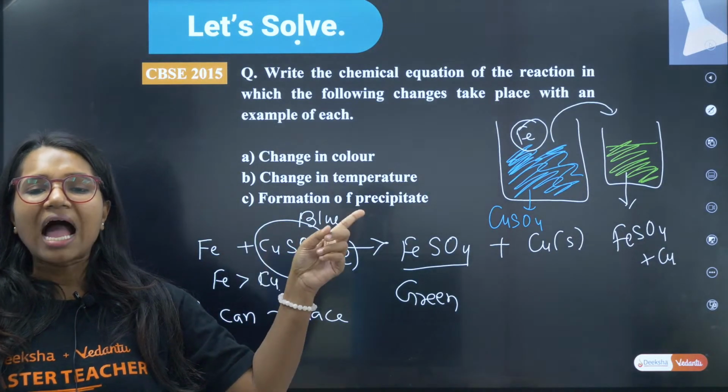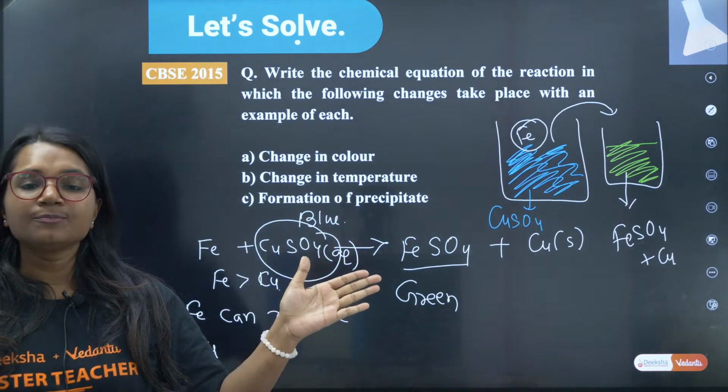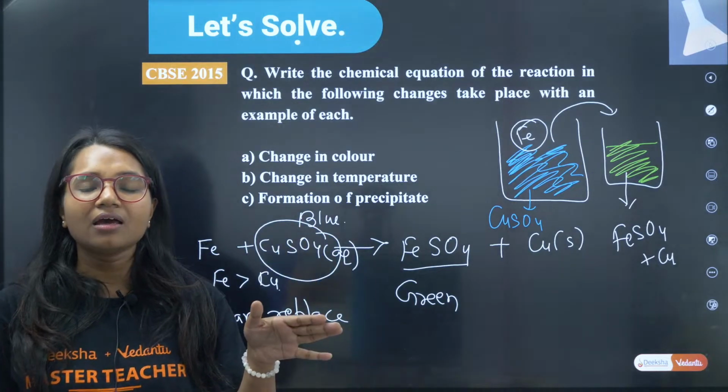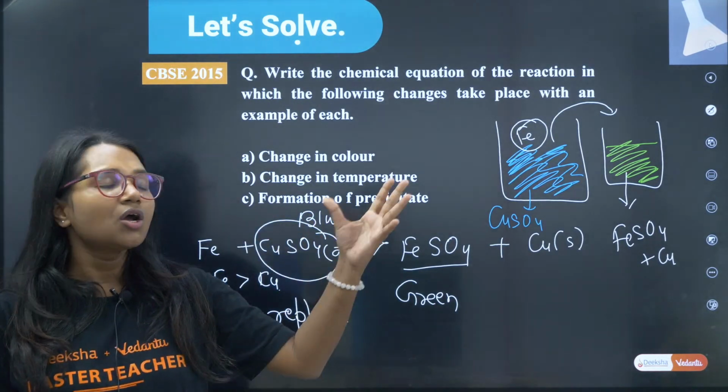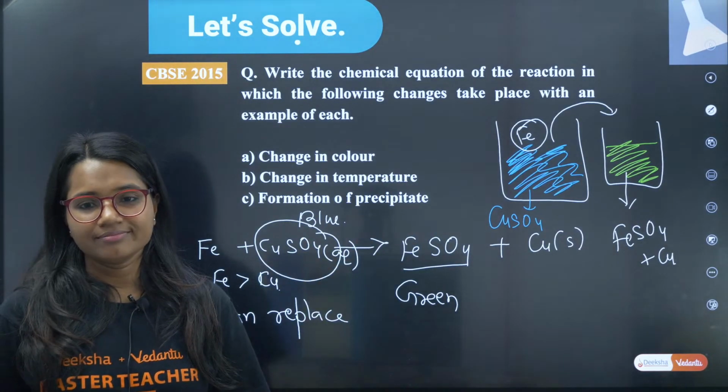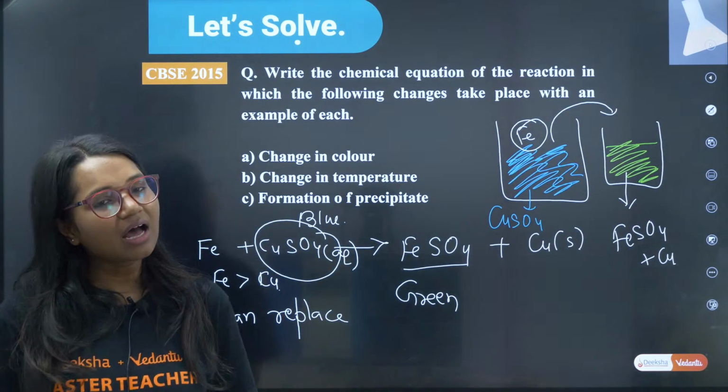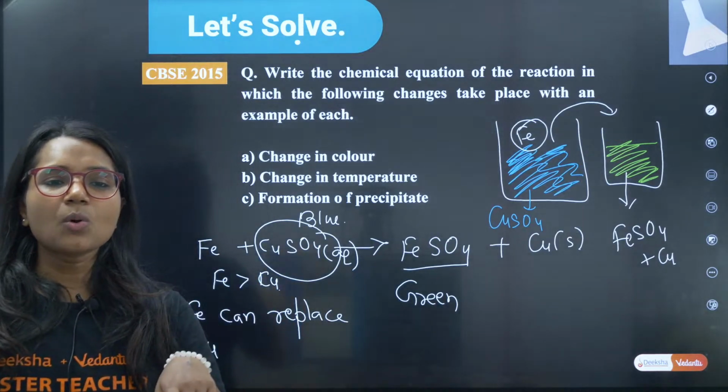Copper sulfate in the aqueous medium is blue in color. When you add iron, it converts into iron sulfate, which is green in color. So the color got changed. Yes? Okay, fine. Now, next one.